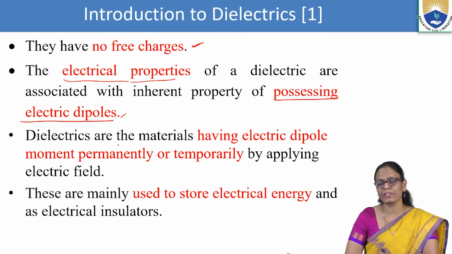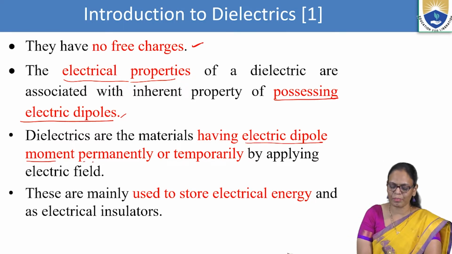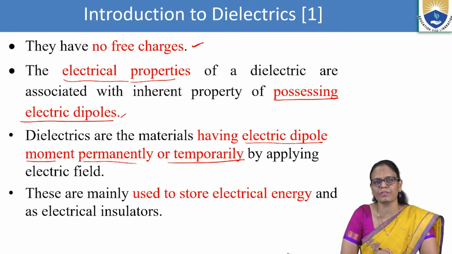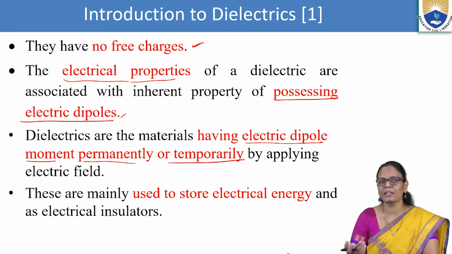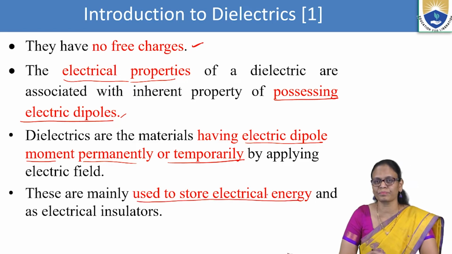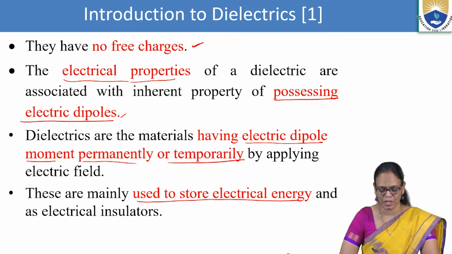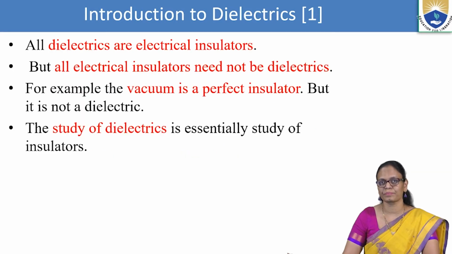So, dielectrics are materials which have an electric dipole moment permanently or temporarily. Some of the dielectrics have a temporary dipole moment, meaning they will form dipoles when subjected to an electric field, or sometimes they become permanent electric dipoles. And they are mainly used to store electrical energy. We have already seen the main function is to store electric charges. So, these dielectrics are used to store electrical energy and also as electrical insulators.